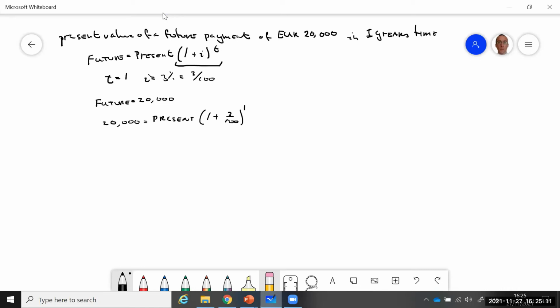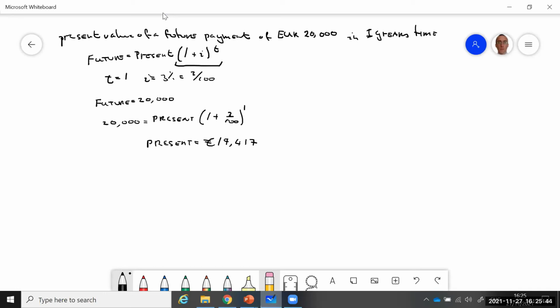So needless to say, you have to use your calculator for this, and you'll find that the present value is 19,417. So if you invested €19,417 at a 3% annual growth rate for 1 year, you will have €20,000 in 1 year's time. That's basically it. And we'll be using that sort of mindset for later in the question.